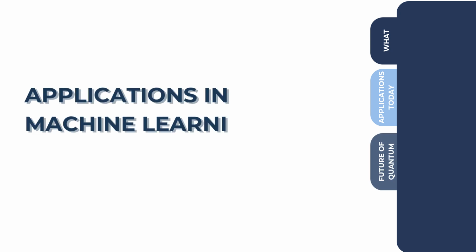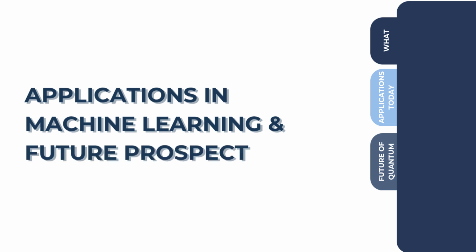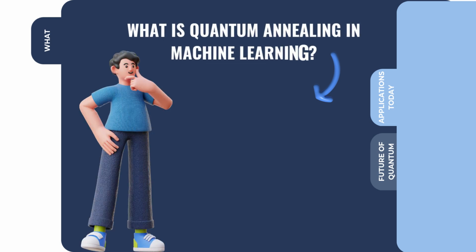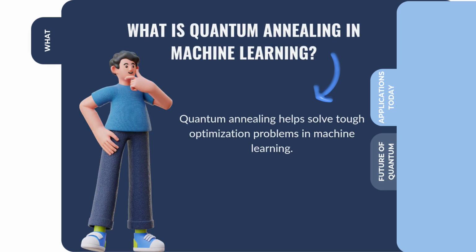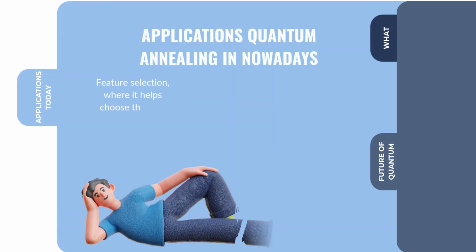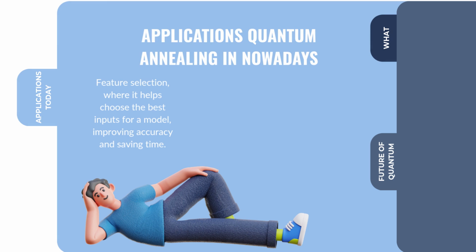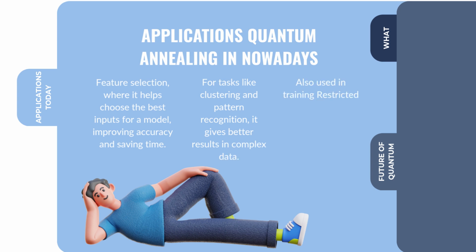Hello everyone, my name is Ong. I'll be talking about how quantum annealing is being used in machine learning and where it is heading in the future. Quantum annealing helps solve tough optimization problems in machine learning. One key application is feature selection, where it helps choose the best inputs for a model, improving accuracy and saving time. It's also used in training restricted Boltzmann machines, where it can speed up how models learn patterns. And for tasks like clustering and pattern recognition, it gives better results on complex data.